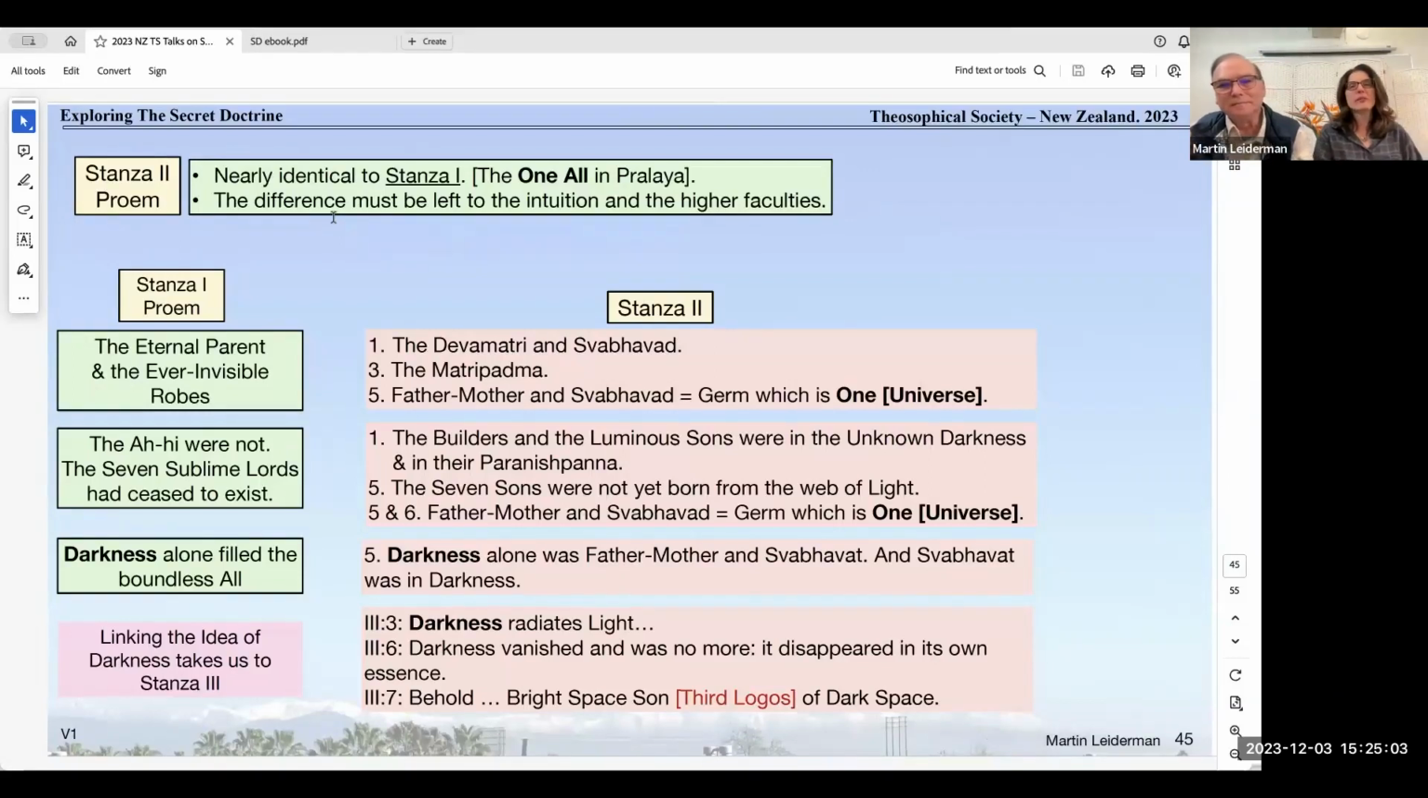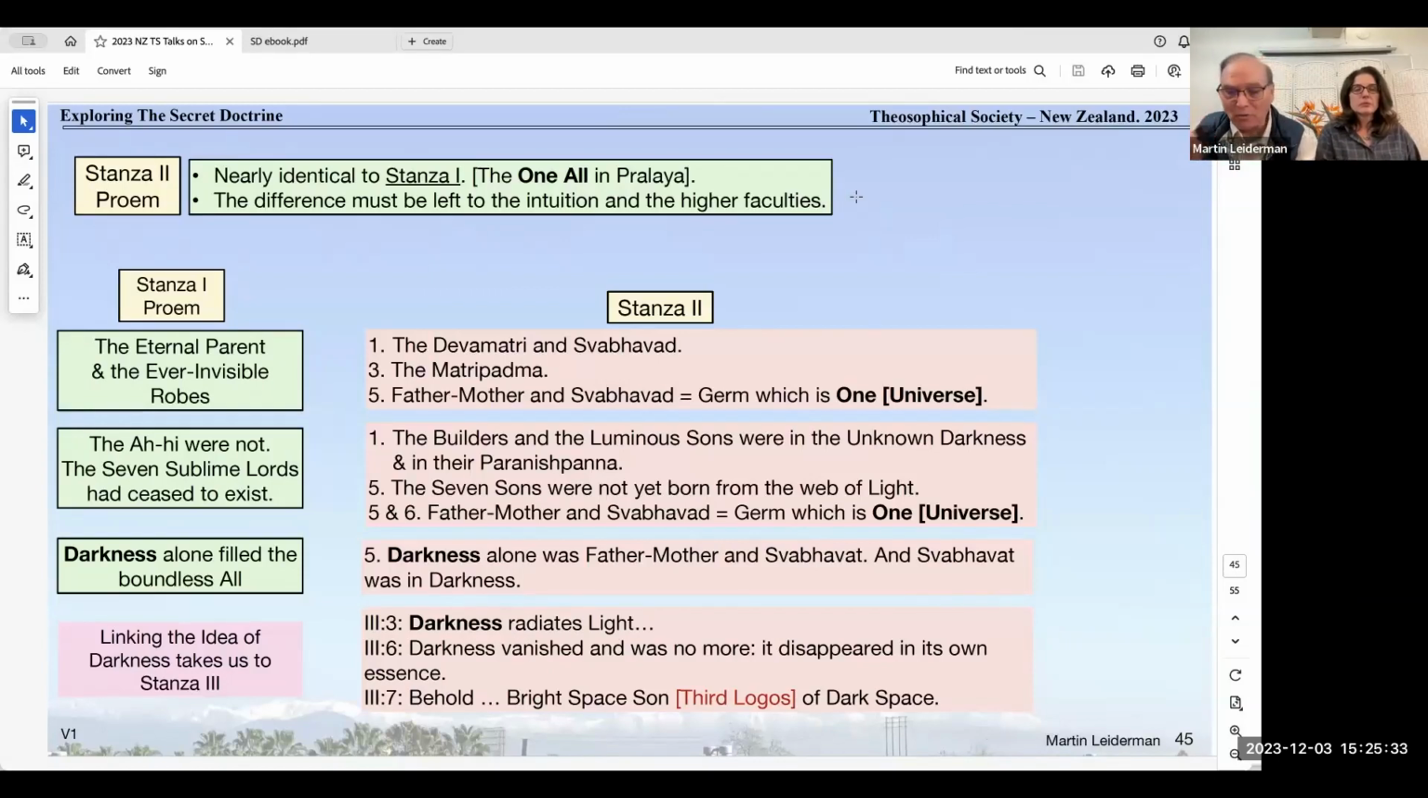Therefore, here on top, stanza 2 in the Proem describes the universe identically as stanza 1, which is the one all in pralaya, negative, in the state of absoluteness. Don't forget absoluteness. Darkness, that's the quality of the noun. But she also added the difference must be left to the intuition and higher faculties, and we all have that. So let's see how to apply that.